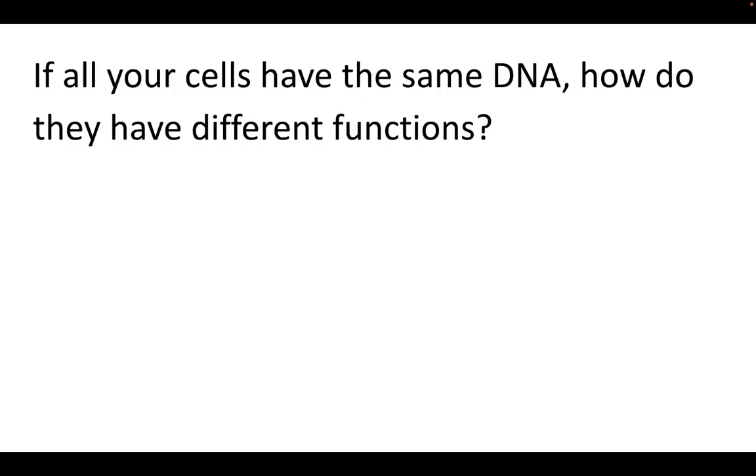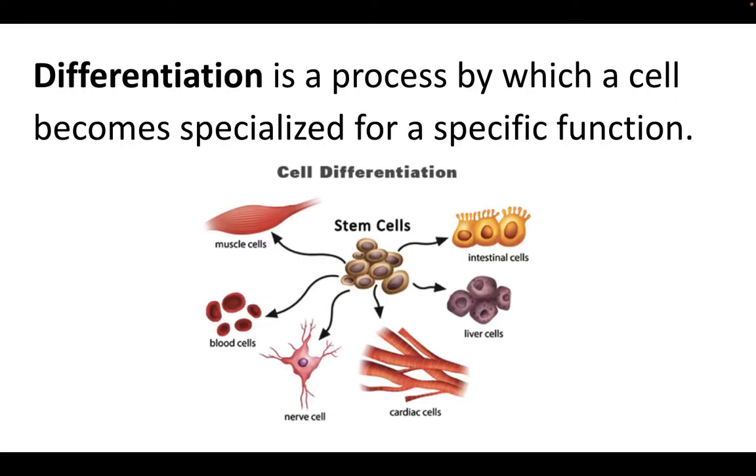So the question that leads us to is, if all your cells have the same DNA, how can they have different functions? So how can your brain cell have a different function than your skin cell? How can your skin cell be different than a muscle cell? How is that possible? And the answer is differentiation. So differentiation is a process by which a cell becomes specialized for a specific function. So here we have a group of cells differentiating into muscle cells, blood cells, liver cells, and so on.